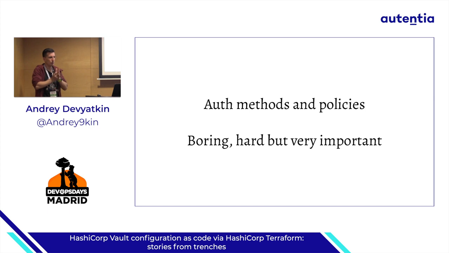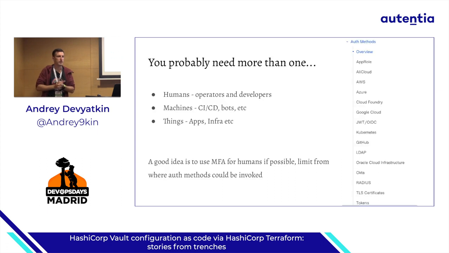So we start on the left with auth methods and policies, which is boring, hard, but it's important. And you probably will need to have multiple auth methods. You will need something for humans to come in and get the work done. You will have machines, you will have things. So machines, by that I mean your Slack bots, your CI/CD, and by things I mean applications and maybe something running in your infrastructure.